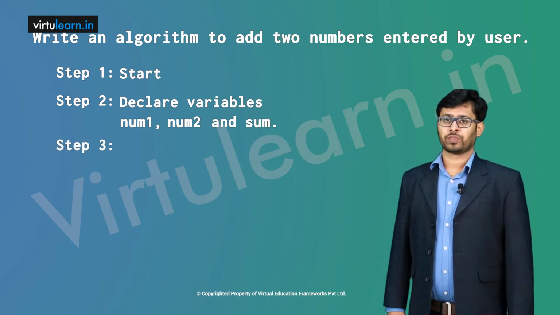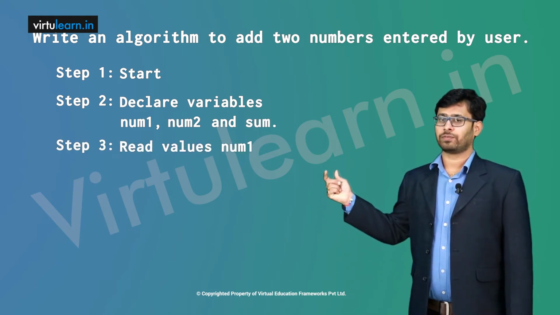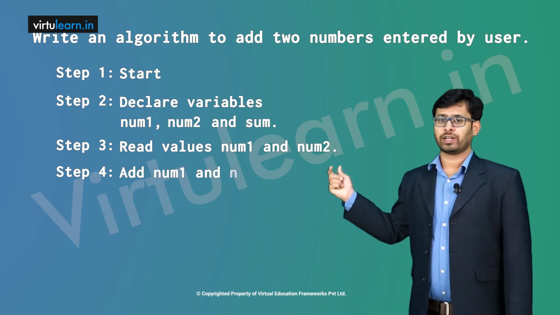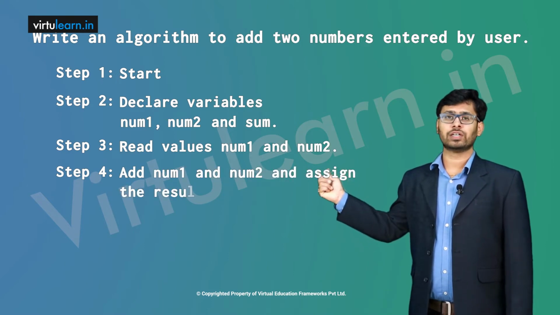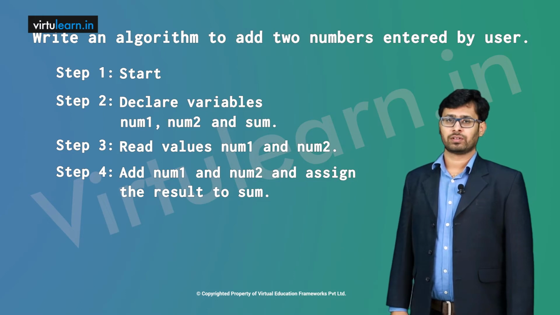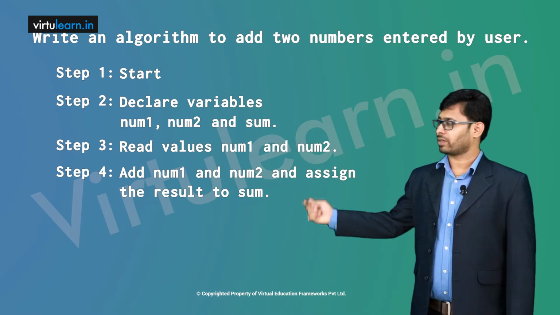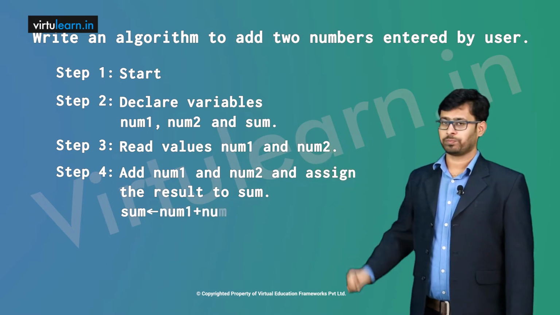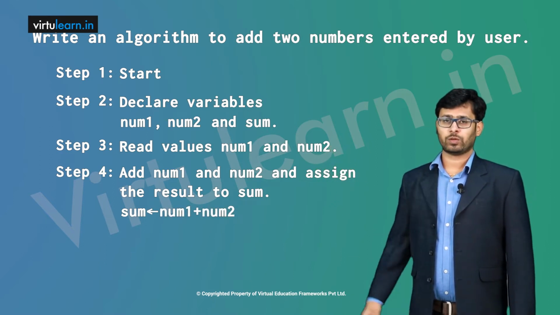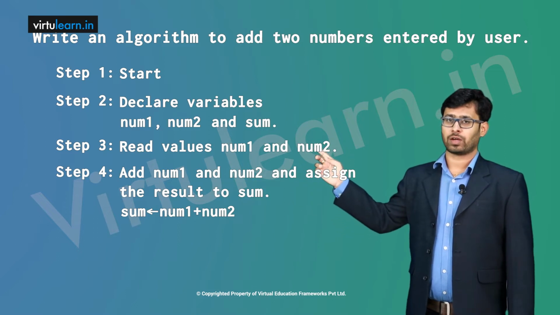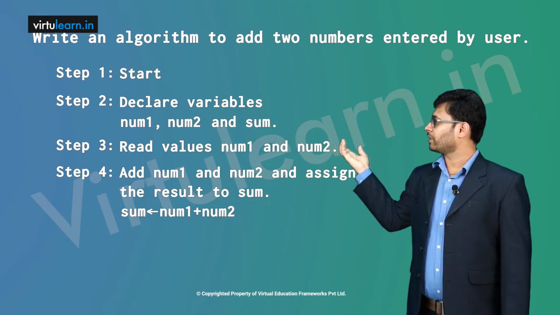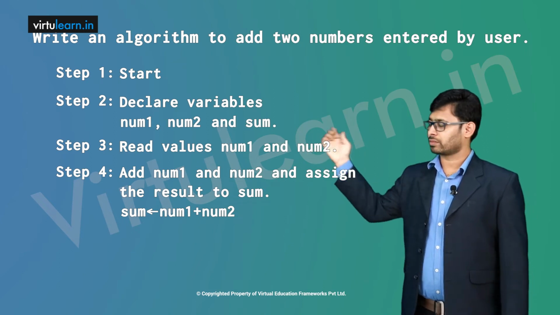Step 3, we need to read the values of num1 and num2. Step 4, add num1 and num2 and assign the result to sum. That is, we can write it as sum is equal to num1 plus num2. So the equal to sign we can represent like an arrow. That is, whenever the right hand side expression is evaluated into a single value, it will store it in sum.